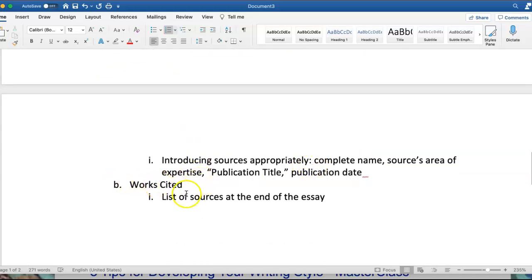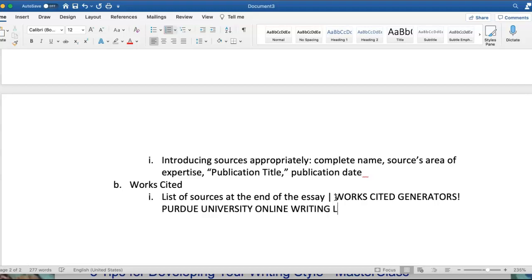And the works cited, that's a list of sources at the end of the essay, that it's correct. And online, you have the works cited generators, and I have that in all caps. For example, you have Purdue University's Online Writing Lab, or OWL, for MLA format. And I have that in all caps here. It's very easy to make a works cited.